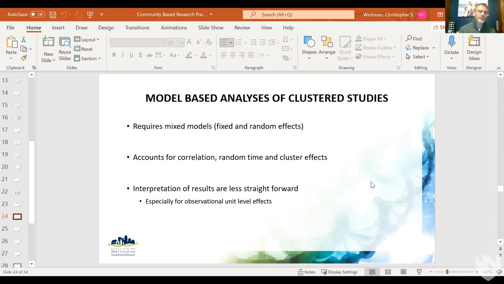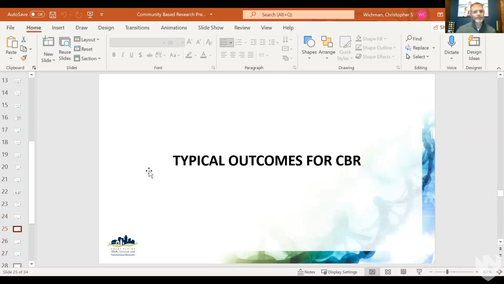And then the last piece about the model-based analysis is that your interpretations are going to be less straightforward, especially if your goal is not only to look at the system level outcomes, but also to look at, well, how did we do for the individual, right? Because now individuals are nested within the cluster. We have to account for all that and still tease out, did this have an effect on average for the people that were involved? Okay, are there any questions to this point? I feel like I'm flying here.